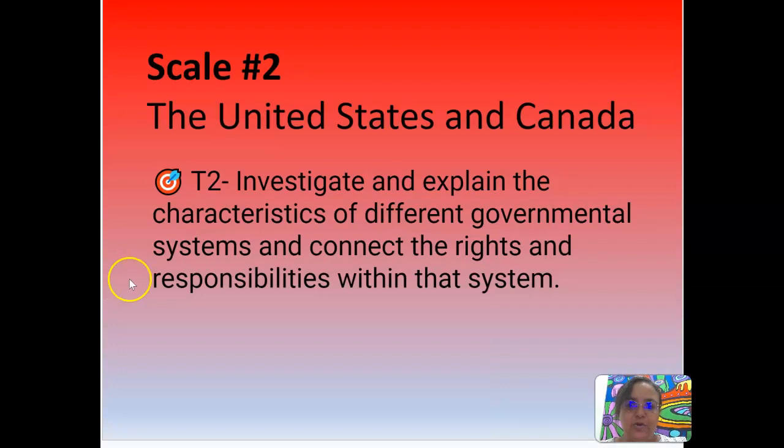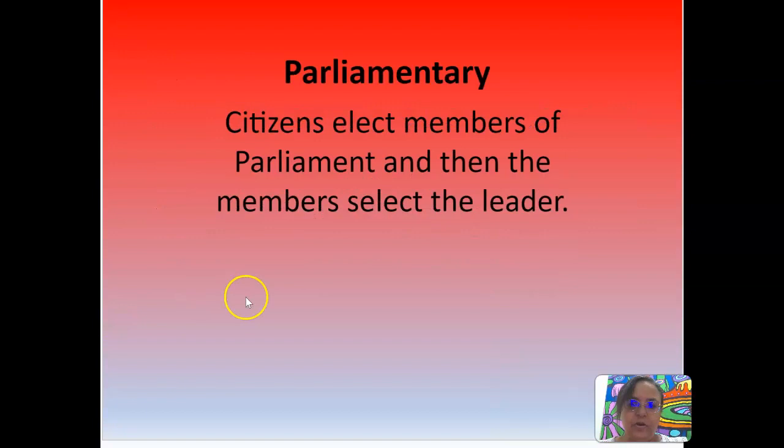We're looking at Scale 2, the United States and Canada. You've probably already studied the United States. Now we're going to be studying Canada. We're going to investigate and explain the characteristics of different governmental systems and connect the rights and responsibilities within that system. The first vocabulary word that we have is parliament.